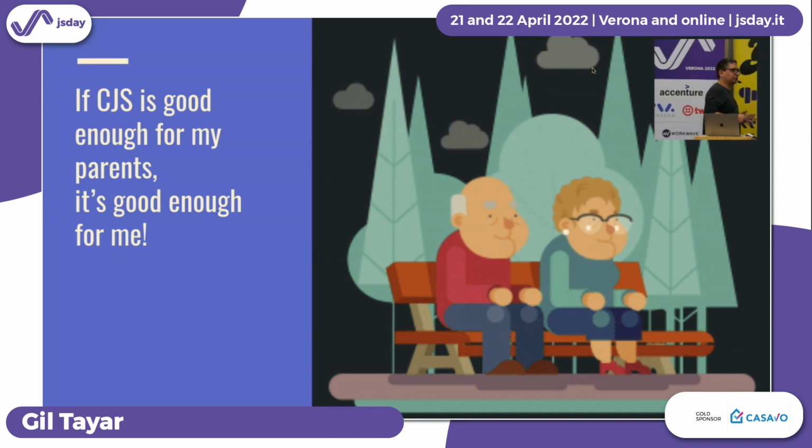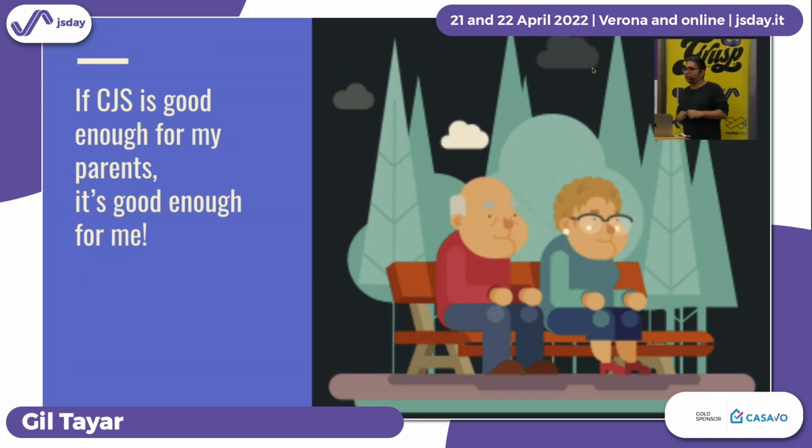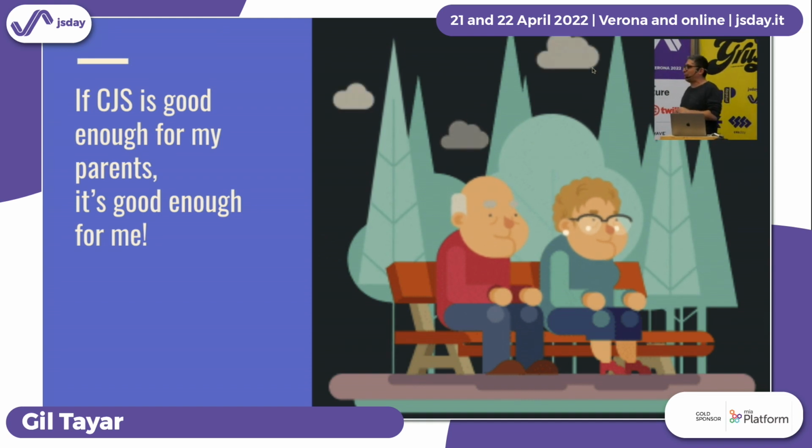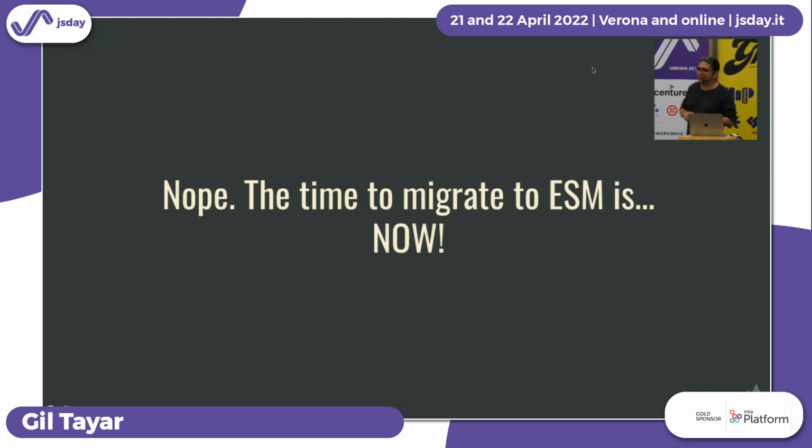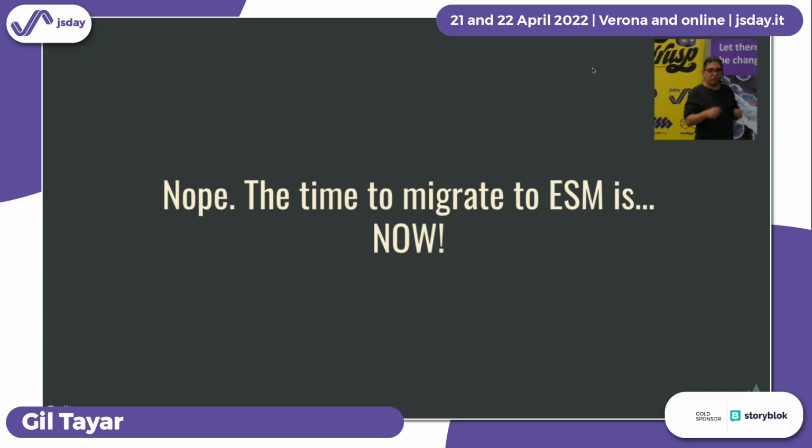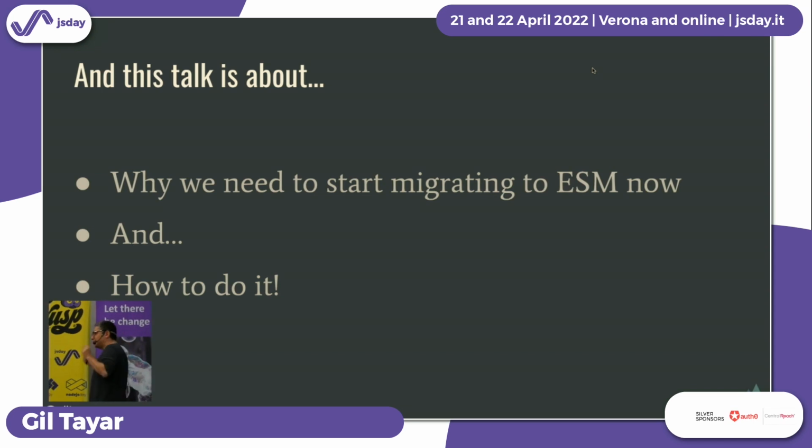And a lot of people in the community are saying, well, if CommonJS is good enough for my parents, it's good enough for me. Okay? Well, it's true. First of all, CommonJS is a great module system, but I want to convince you that the time to migrate to ESM from CommonJS is now. And this talk is about why we need to start migrating to ESM now and how to do it. And very, very sneakily, I will explain the intricacies and the details of what ESM in Node.js is in general, and you won't even notice it.